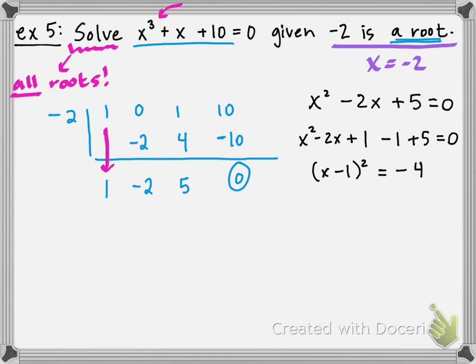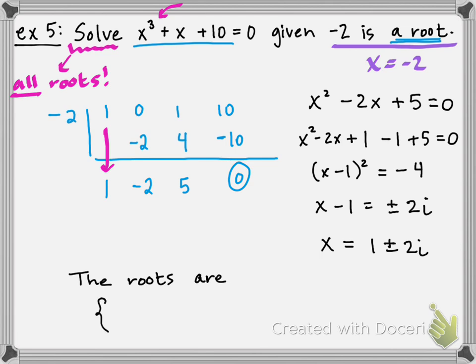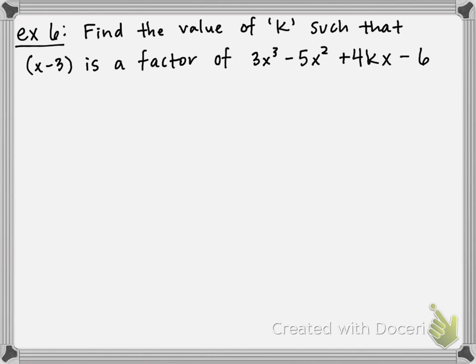From there, I square root both sides, and I get x minus 1 is equal to plus or minus 2i. From there, I say, well, that's x is equal to 1 plus or minus 2i. So my final answer, the roots of this polynomial x cubed plus x plus 10 are negative 2 and 1 plus or minus 2i. Okay, so then we're on to example 6.